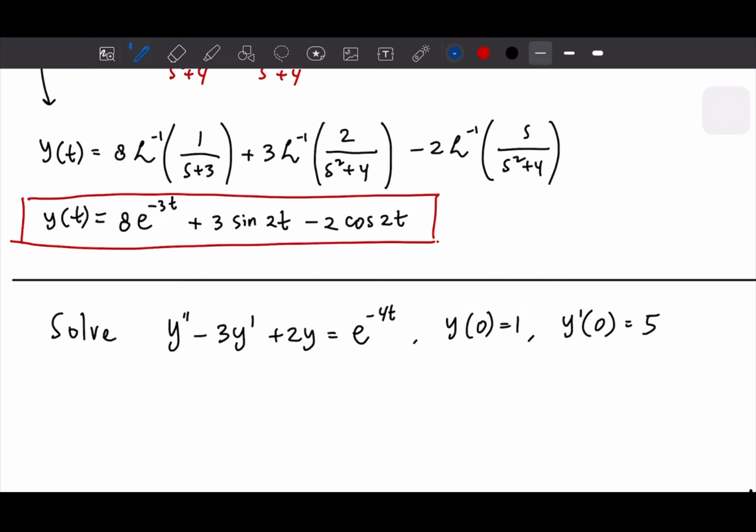Okay, so first Laplace all of this. So the y double prime, y prime, and y. We take Laplace.